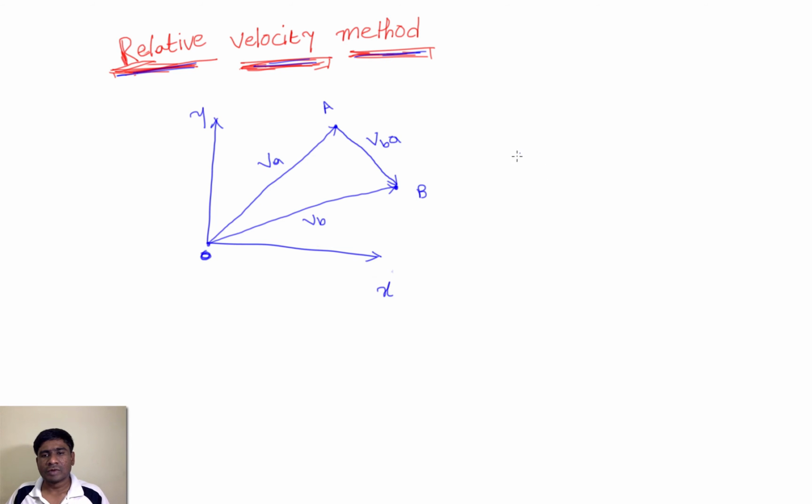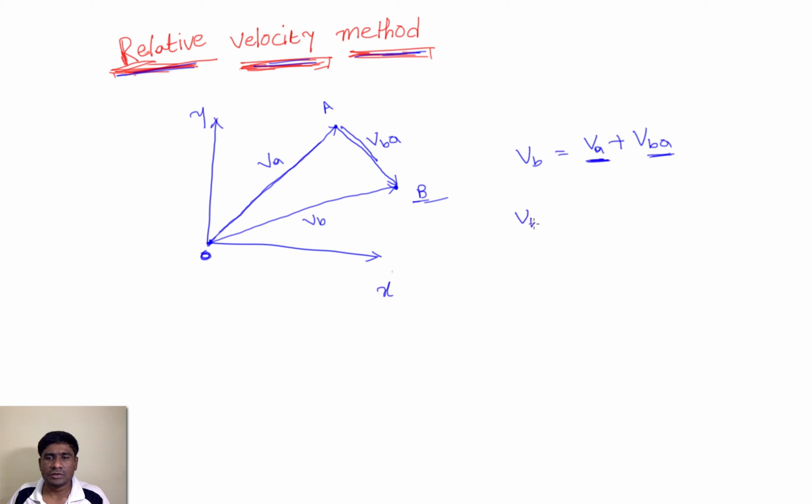So here if you want to find out the velocity of B, what is that? That is directly by measuring from this point O to the point B. But instead you can measure the same, you can reach this point by traveling along this line and then along this line. So that is VA plus VBA. That means the absolute velocity of the point B is the relative velocity of point B with respect to point A plus the absolute velocity of the point A.